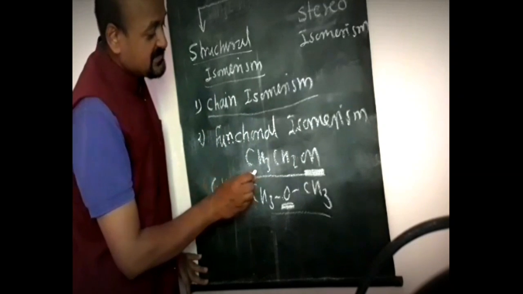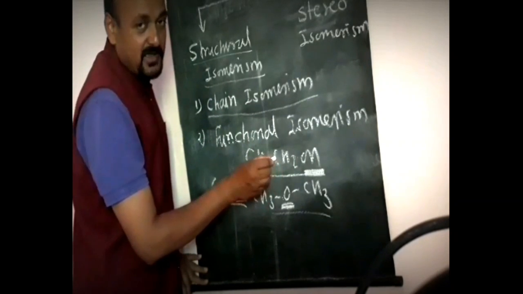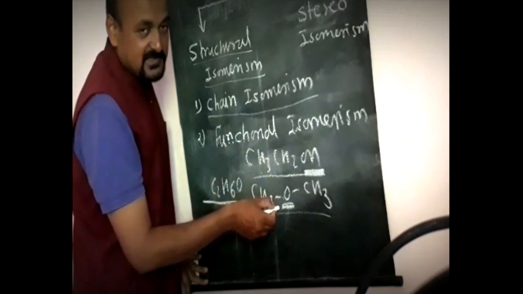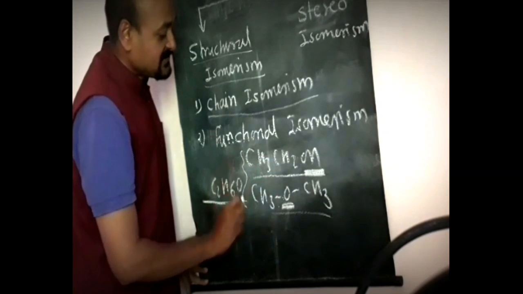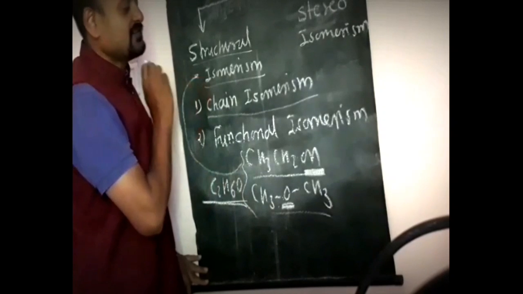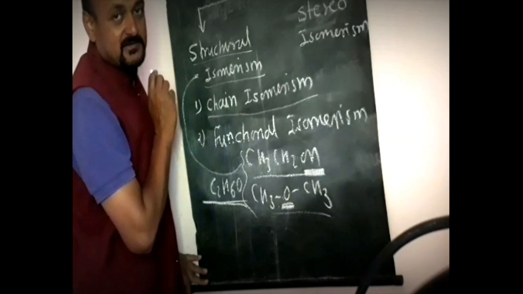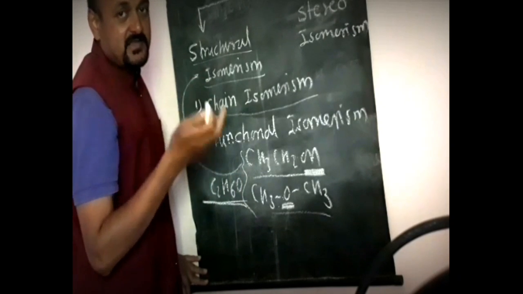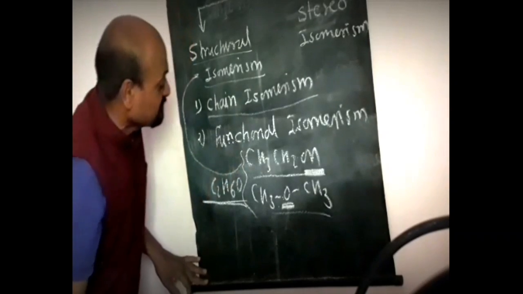Now here you see the structural formula. This compound has a different structural formula than this one. That's why these examples are also included in structural isomerism. Now let us take the third type of structural isomerism.